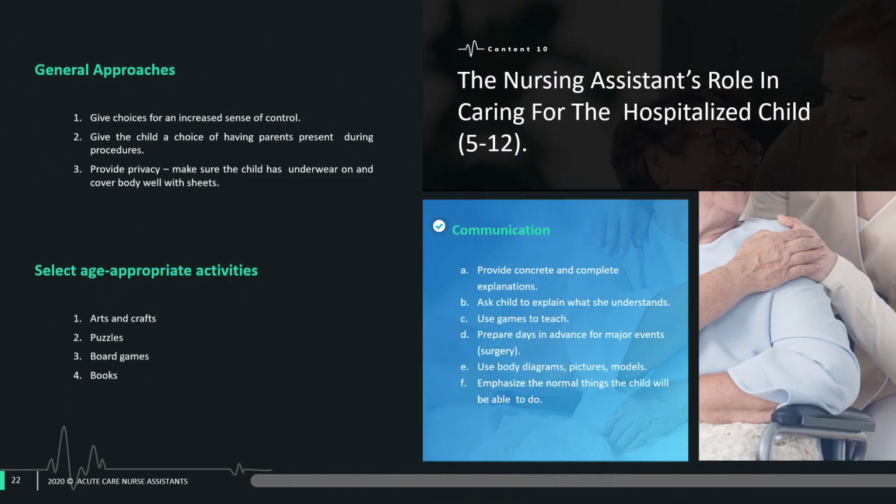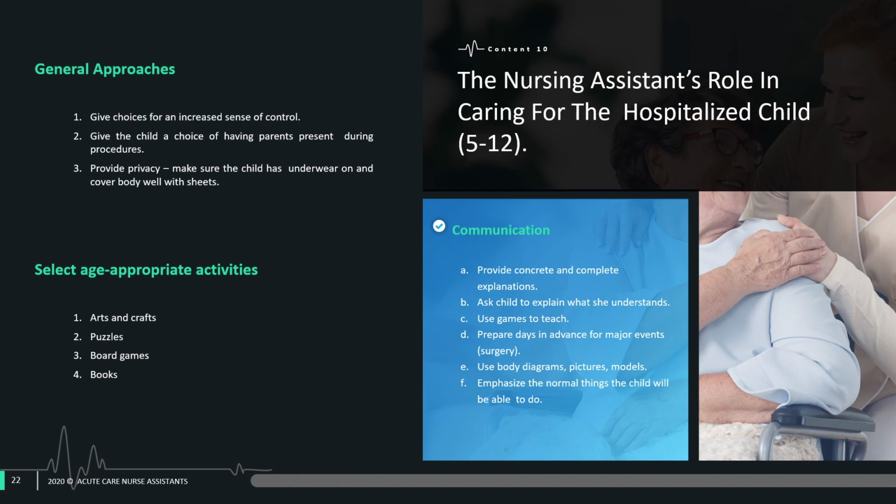The nursing assistant's role in caring for the hospitalized child ages 5 to 12. General approaches. Give choices for an increased sense of control. Give the child a choice of having the parents present during procedures. Provide privacy. Make sure that the child has underwear on and cover their body well with sheets. Select age-appropriate activities, arts and crafts, puzzles, board games, and books.